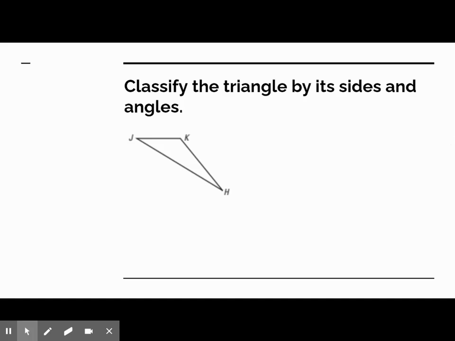Alright, perfect. That one is scalene by its sides and it's obtuse by its angles. Perfect. Alright, number 3. Classify this triangle by its sides and angles.